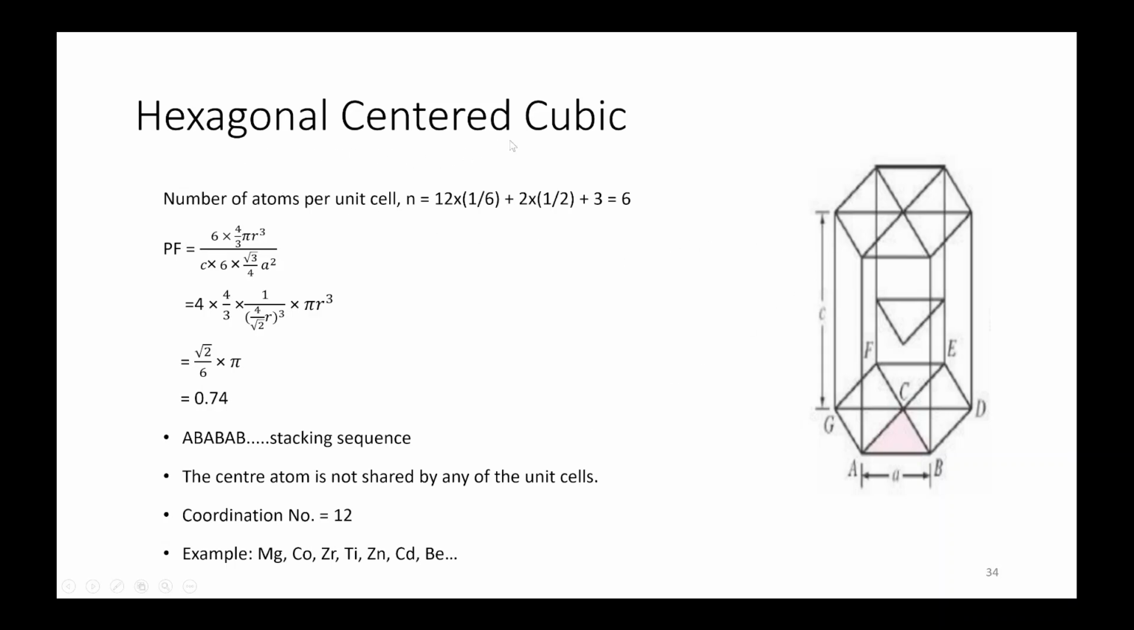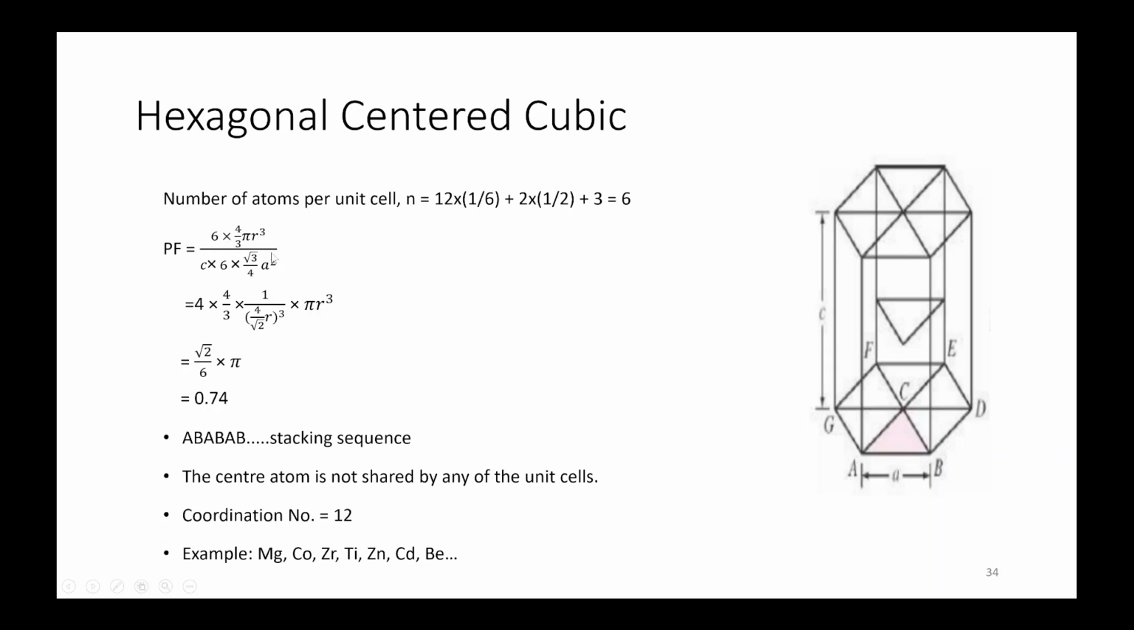Now, hexagonal close-packed. This will have atoms at these corners, and each corner atom will be shared with 6 other unit cells. So we'll be taking it 1/6 multiplied by 12, because 1, 2, 3, these will be 6, and 6 and 6, this will be 12 atoms, and 2 multiplied by half. These atoms which will be at the center of these faces will be shared with 2 unit cells, so we'll be multiplying it with half, and 3 atoms will be inside this unit cell, they won't be shared, so total effective number will be 6.